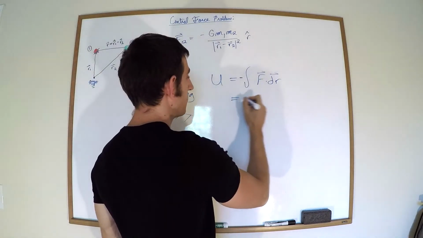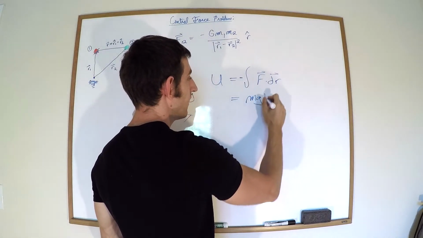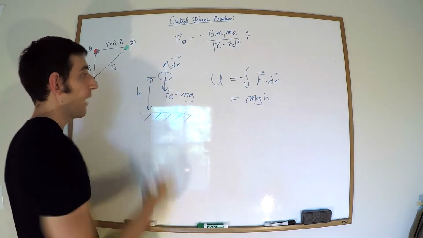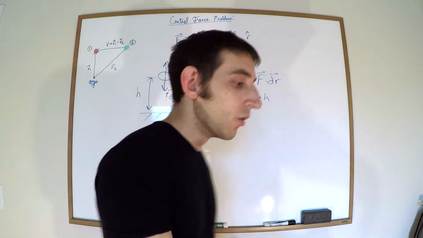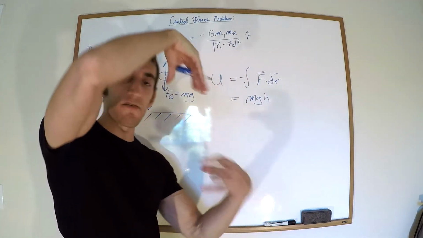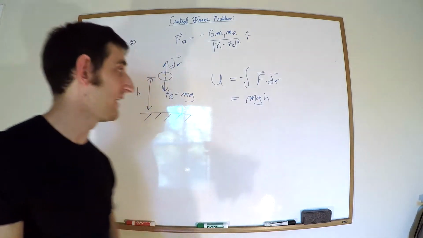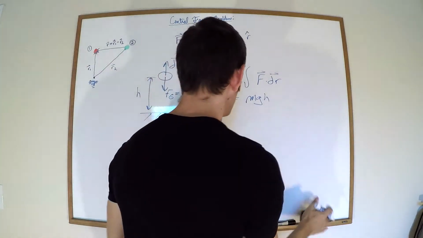So this just becomes mgh, where h is the distance that we lifted the object, in essence. We put potential energy into the system. We gave it potential to do work, to do something valuable, to convert it into kinetic energy. Okay, so we're going to do the same exact thing.